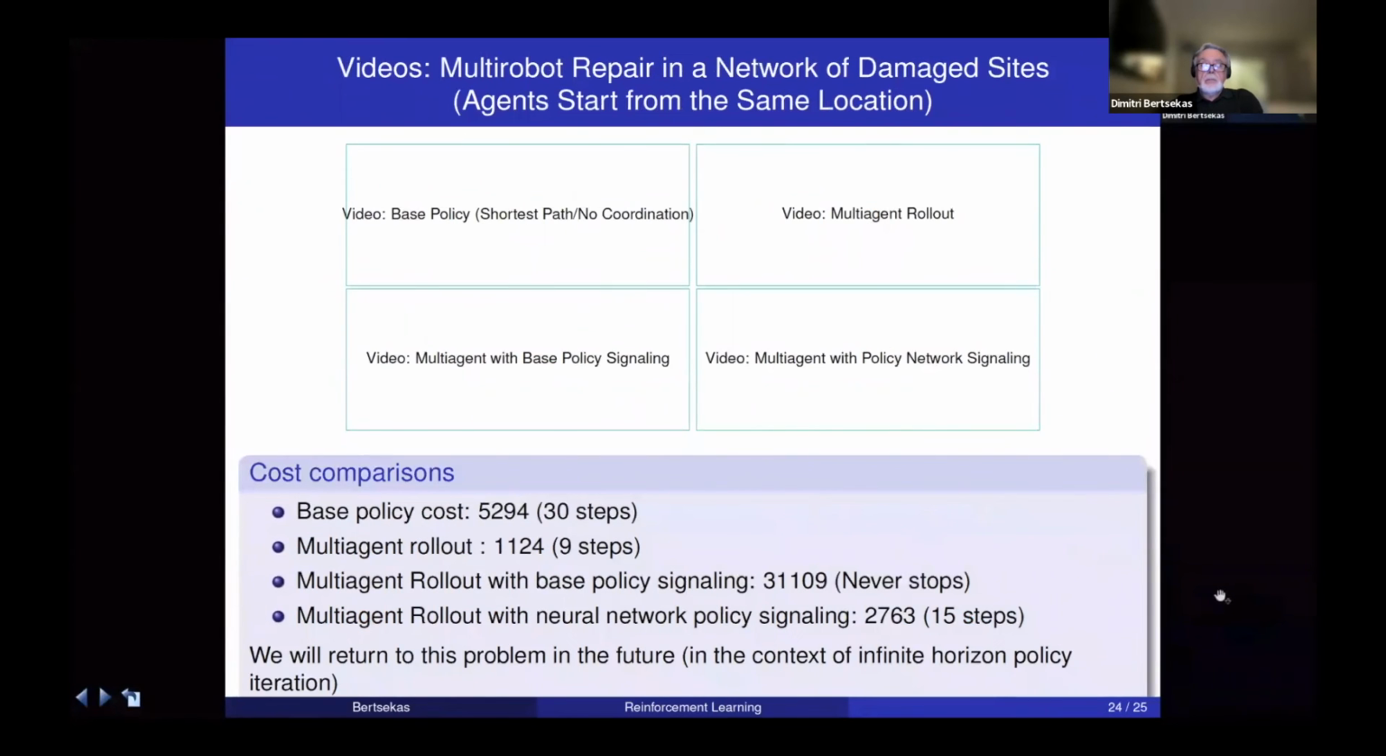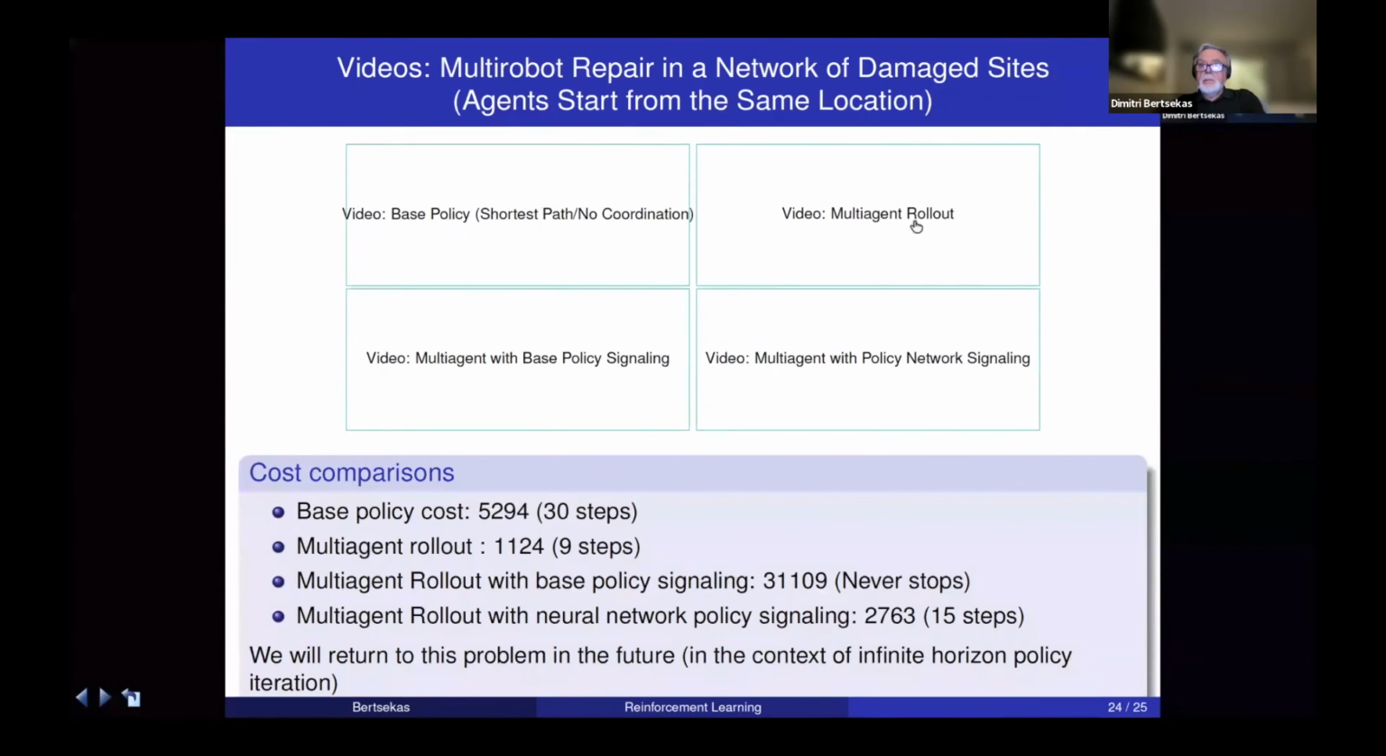Okay, so now I'm going to show you three videos, three of those four. One is the base policy, where all the robots go to the nearest site. Each one goes to its own nearest site that has some damage, in other words, has a probability distribution that indicates that some damage is possible. And that's the decision it makes. Also, if the base policy finds a site that has damage, it fixes it. It doesn't skip it to go and address a more urgent repair. So the base policy is pretty naive, okay? It's shortest path, greedy, and so on.